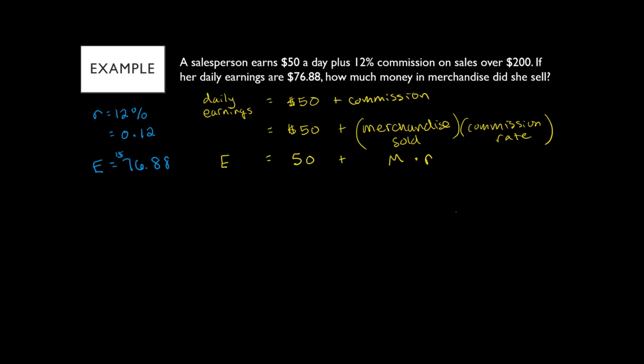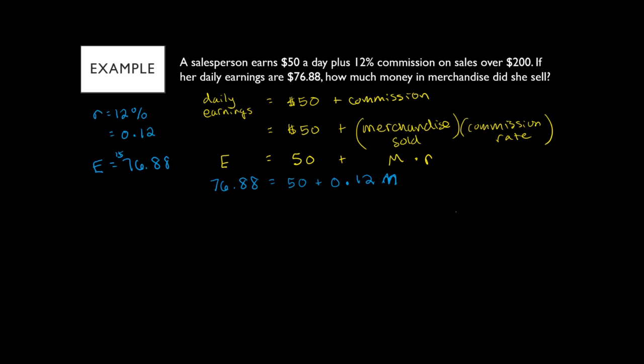So I know E and I know R. This tells me I'm looking for M, because that's the only thing I don't know. So I'm going to start plugging in my numbers. So I have 76.88 equals 50 plus, and when you have a number that you're replacing, we usually put that number in front. So it's going to be, whoops, I put my decimal in the wrong place. Okay, 0.12 M. So now we've got the formula that we're solving here, and we're solving for M.